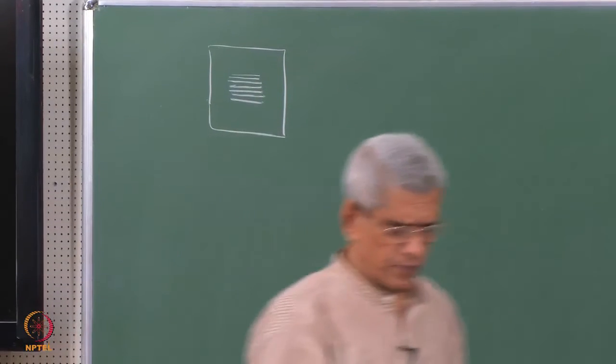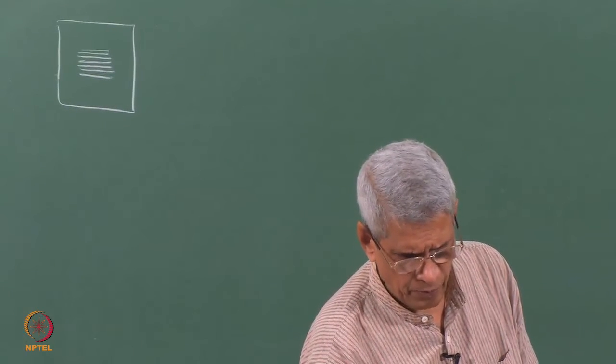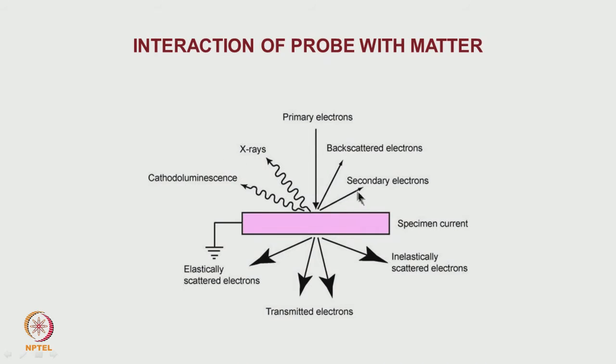Every region or every point when the electron passes through the sample and comes out of it, all these signals are obtained. So in fact, we can find out the distribution of various elements along the columns where the electron beam is passing through the sample. This is what we call a scanning electron microscope when we operate it in a reflection mode. When we operate it in a transmission mode, we call it scanning transmission electron microscopy.